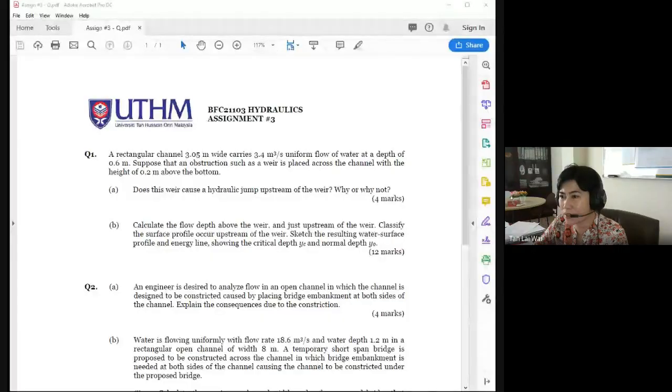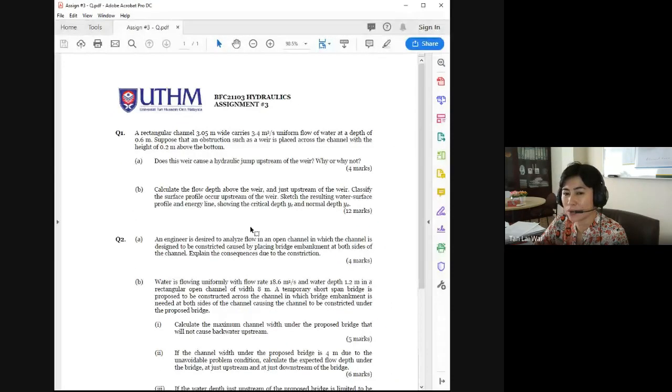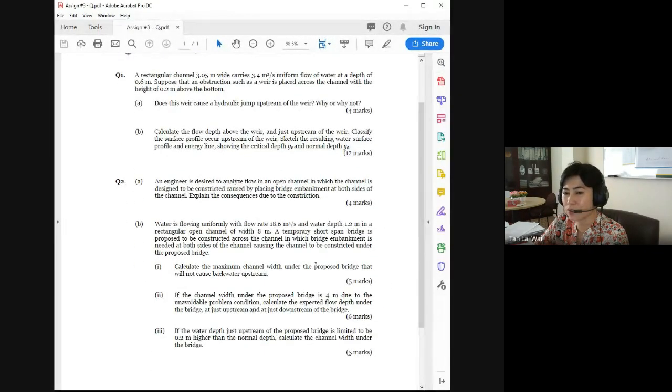One question is on flow over a broad crested weir, and question 2 is on flow through a constricted channel. Now I'm going to help you out.